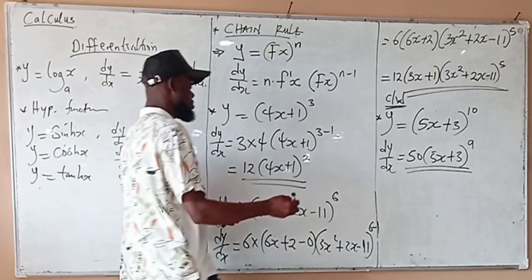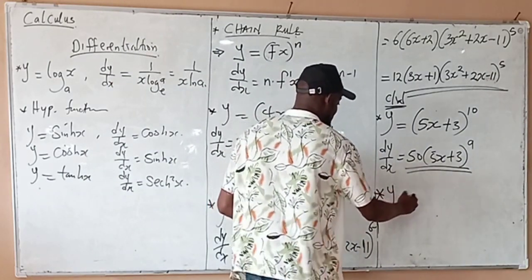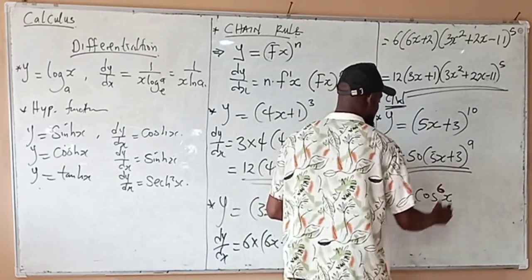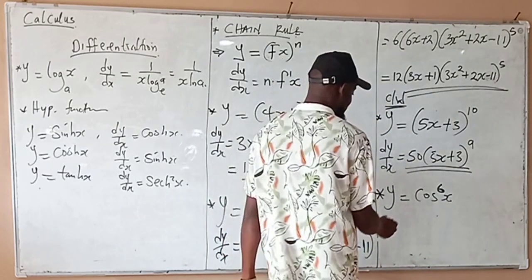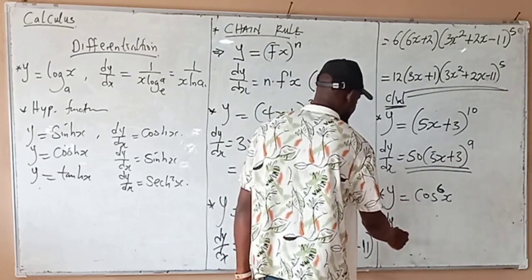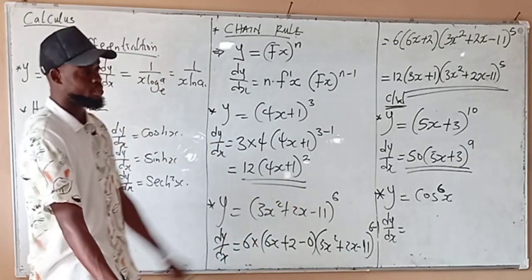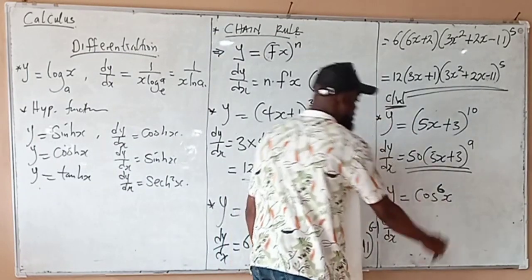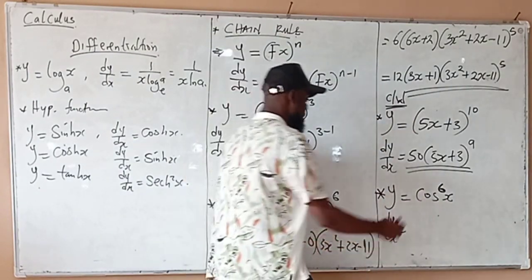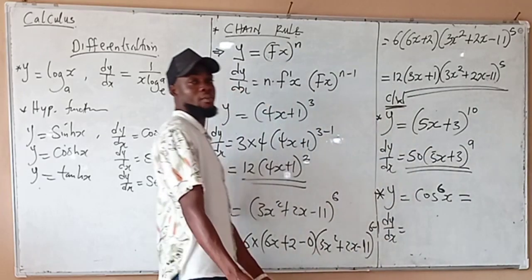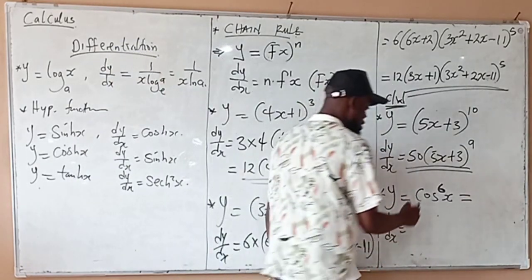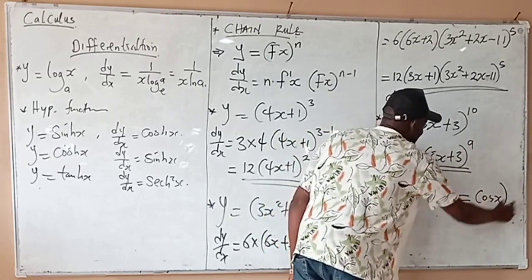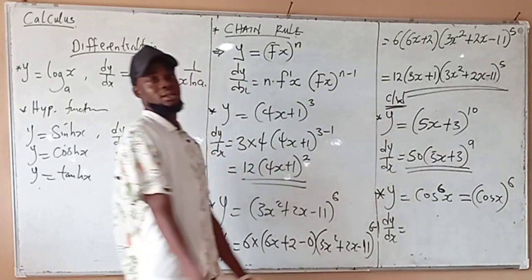So let's look at something very nice. Another question: y is equal to cos 6x. What is dy over dx? How do you solve this using this rule? Because cos x is equal to x. To unravel that mystery, we are going to write this in the proper form. We will close this cos x in the bracket, so this is equivalent to cos x raised to power 6.